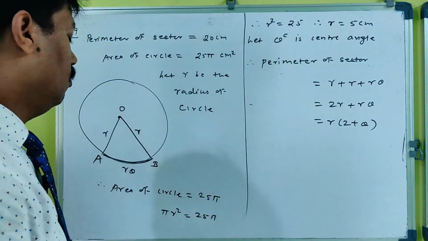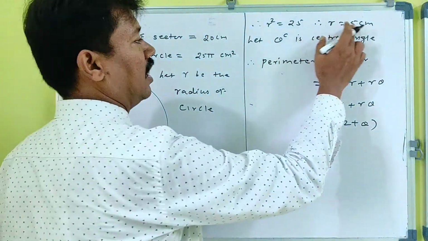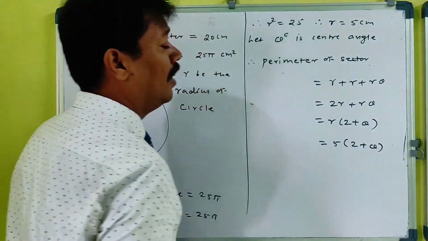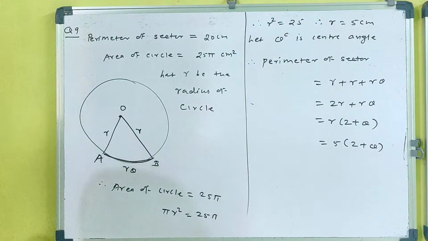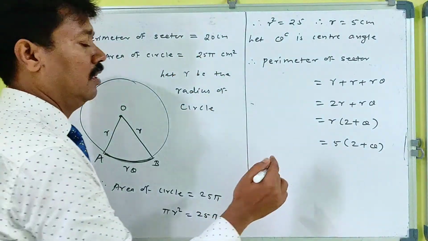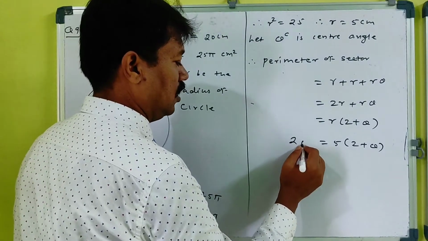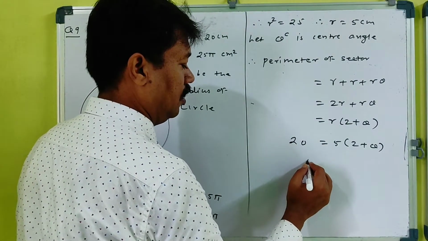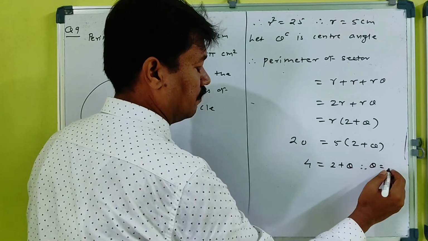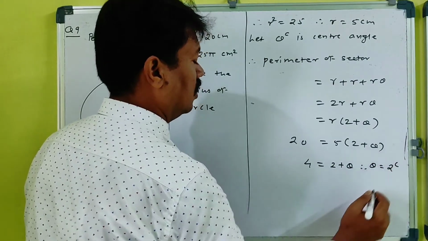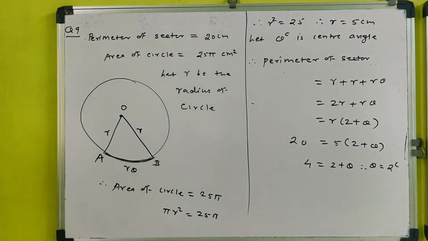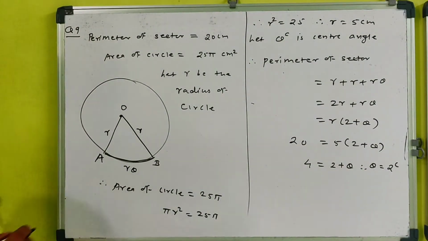Now what is the value of R from this? R is equal to 5. So 5 into (2 plus theta). And the value of this perimeter is already given as 20. The perimeter value is given. It is 20. Dividing by 5 we get 4, therefore theta is 2 radian. The value of theta is 2 radian.